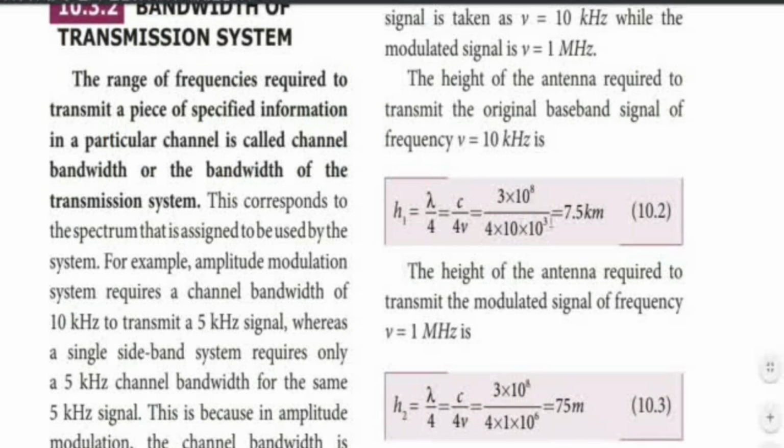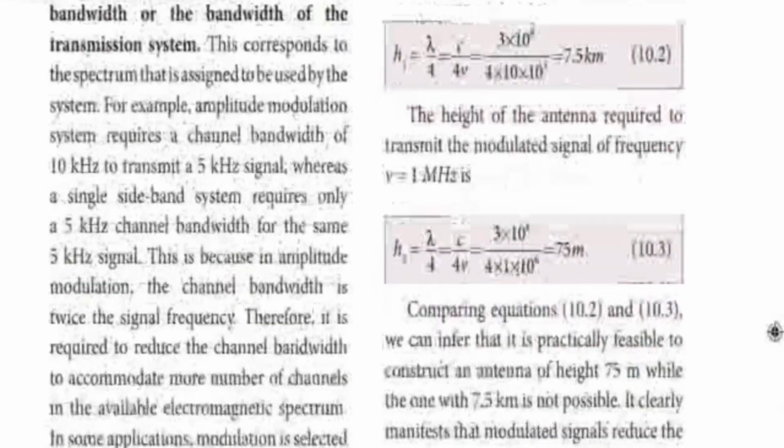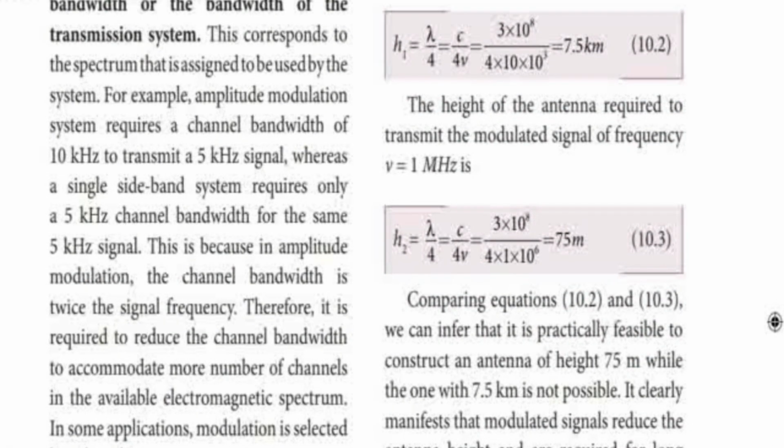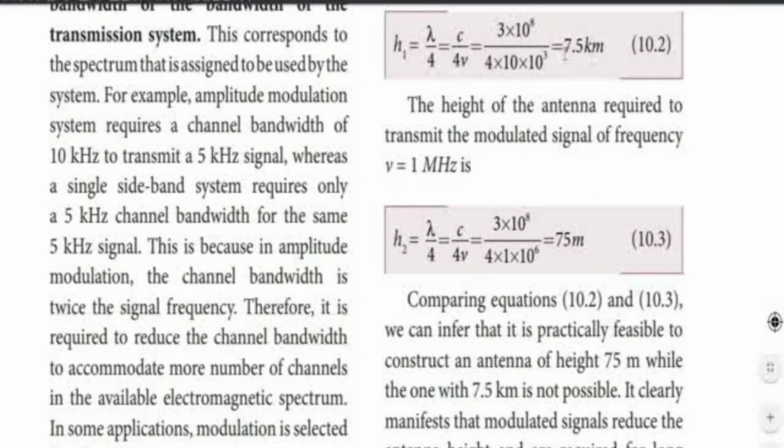So if you are transmitting the 10 kilohertz frequency, you require an antenna size of 7.5 kilometer. And for 1 megahertz, 1 mega means 10 to the power of 6, you know that. Substituting that value, you get 75 meter. So 75 meter is possible instead of 7.5 kilometer. So after modulating that wave, only then can we transmit it with a 75 meter antenna. Before modulating the signal, you require a 7.5 kilometer antenna.